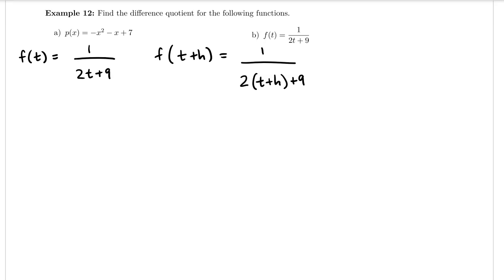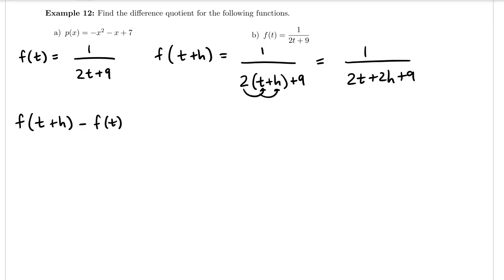All right, so for part B, we have f of t is equal to 1 over 2t plus 9. I went ahead and rewrote f of t, and I also wrote f of t plus h. Now in my next step, I'm going to distribute this 2 in and rewrite this as 1 over 2t plus 2h plus 9. So now let's write the expression for the difference quotient, which is f of t plus h minus f of t all over h. f of t plus h is this thing here, and then f of t is this.